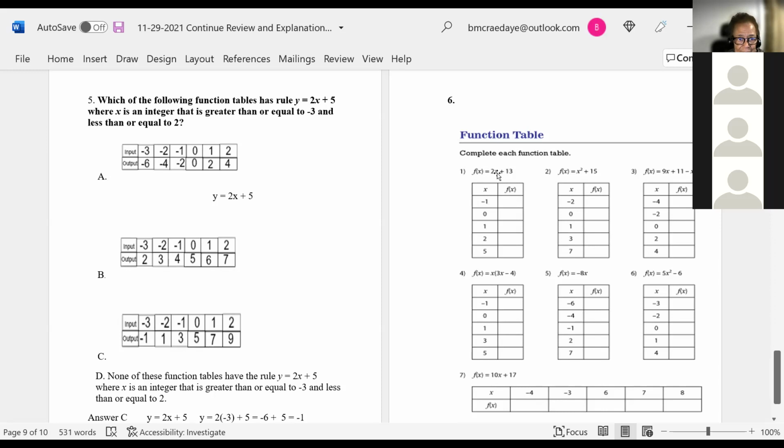So 2 times 0 is just 0. So 0 plus 13, so F of X is 13. Got it? Okay, so the X that is next to the equal sign is what I will be multiplying the numbers in the left column, which is the input. X is the input. You're solving for the output. So you're plugging these values into the X, and all these are X, right? And then you're doing the math and then put the output in the F of X. Got it?